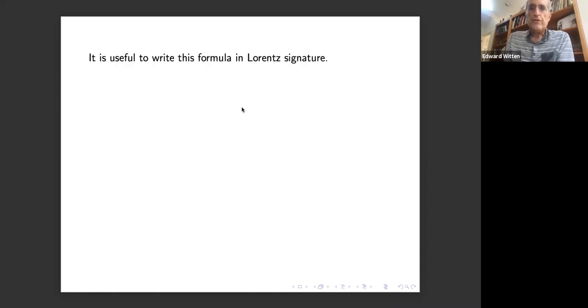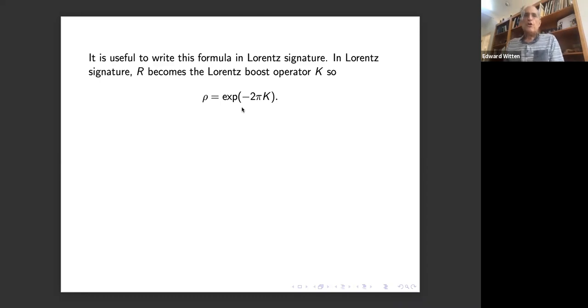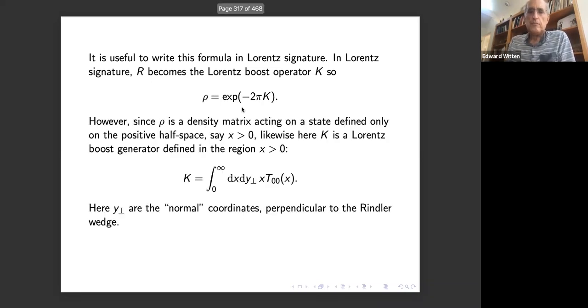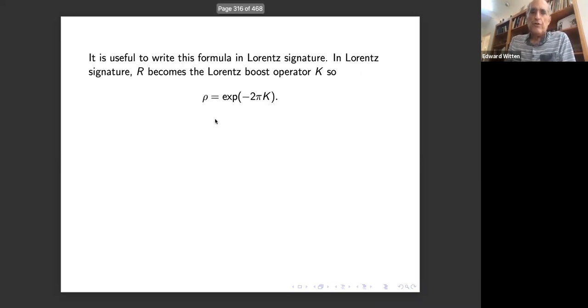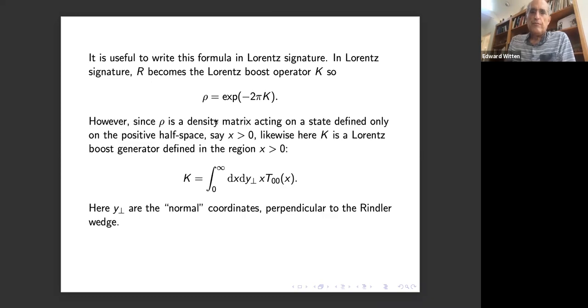It's useful to write this in Lorentz signature. In Lorentz signature, R becomes the Lorentz boost operator K, so rho is the exponential of minus 2 pi K. Except we have to be careful what we mean by K. Here, we took only a half line and we were rotating the half line. So in this formula, rho is a density matrix acting on a state defined only on the positive half space where x is positive. So here K is acting as a Lorentz boost in the positive x region and doing nothing for negative x.